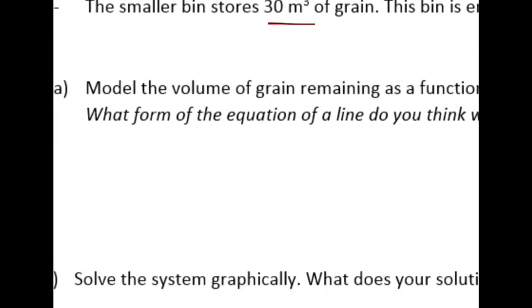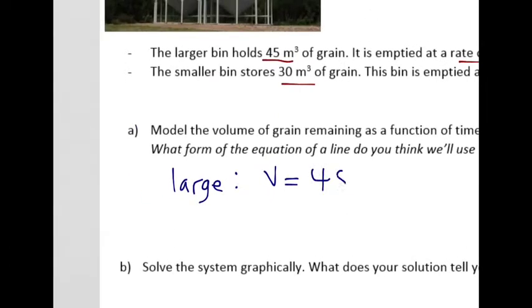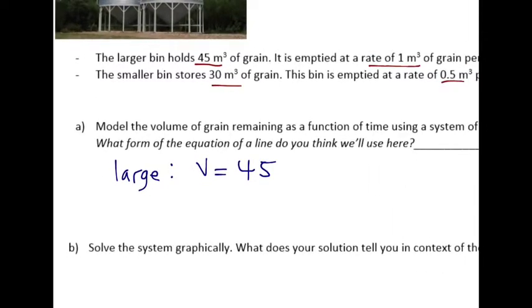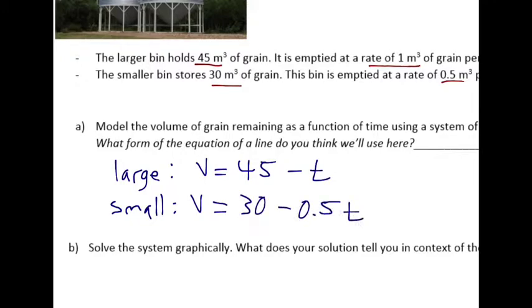Okay? So let's do that. So for the large bin, the volume starts out at 45. And every minute, what happens? 1 cubic meter is lost, right? So I'm going to subtract. So minus just t. Okay, where t is in minutes. Can you tell me the equation for the smaller bin? 30 minus 0.5t. Yeah, good. I start at 30, and I go down 0.5 cubic meters per minute.